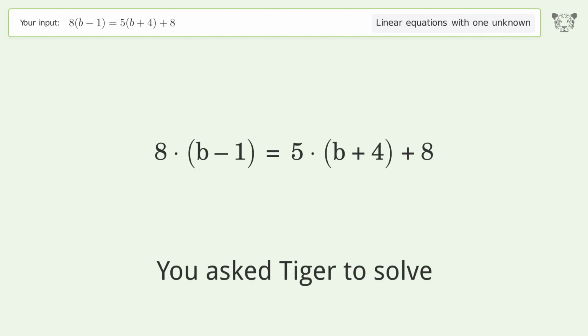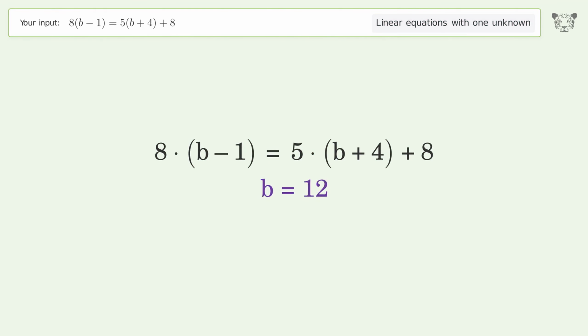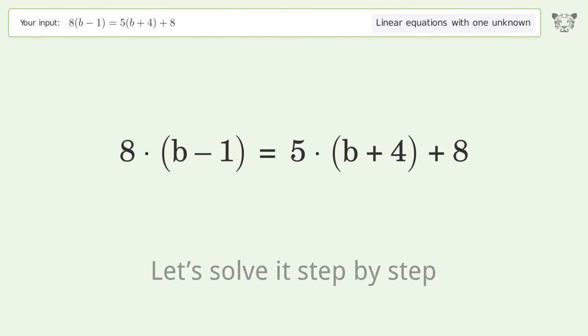You ask Tiger to solve. This deals with linear equations with one unknown. The final result is b=12. Let's solve it step by step.